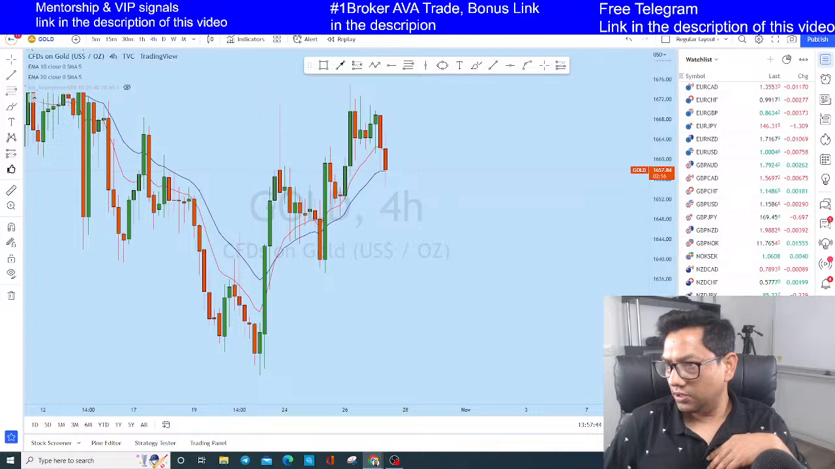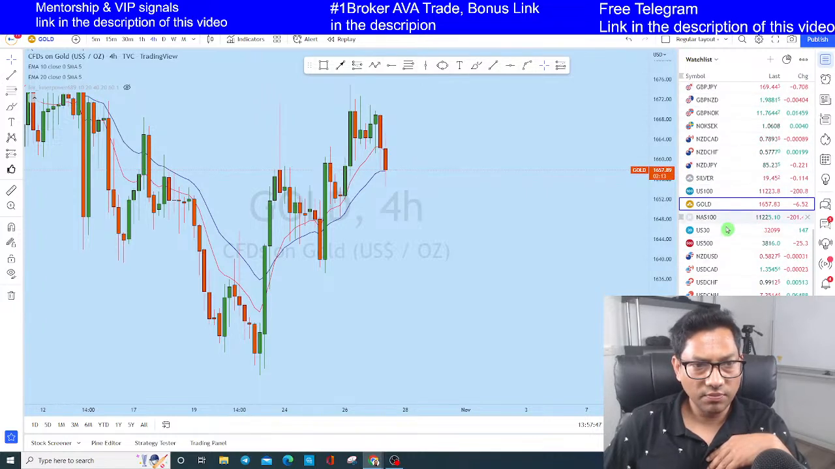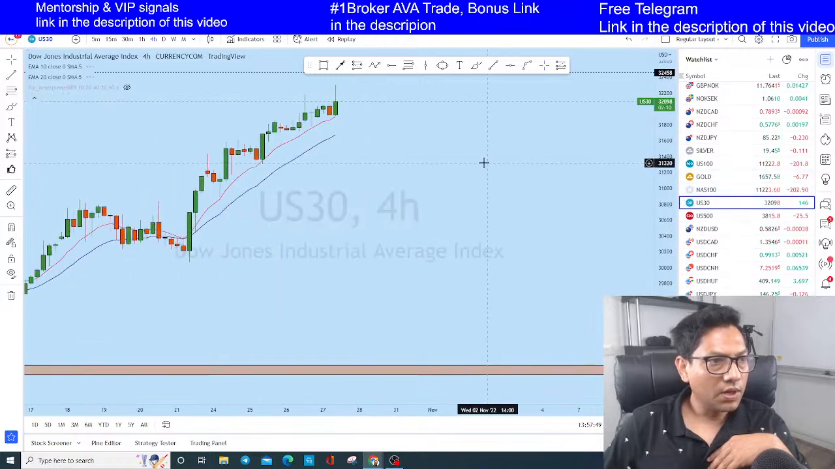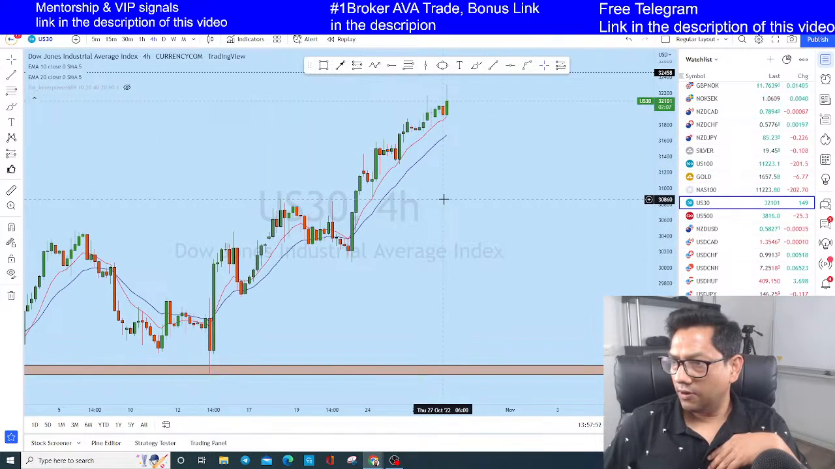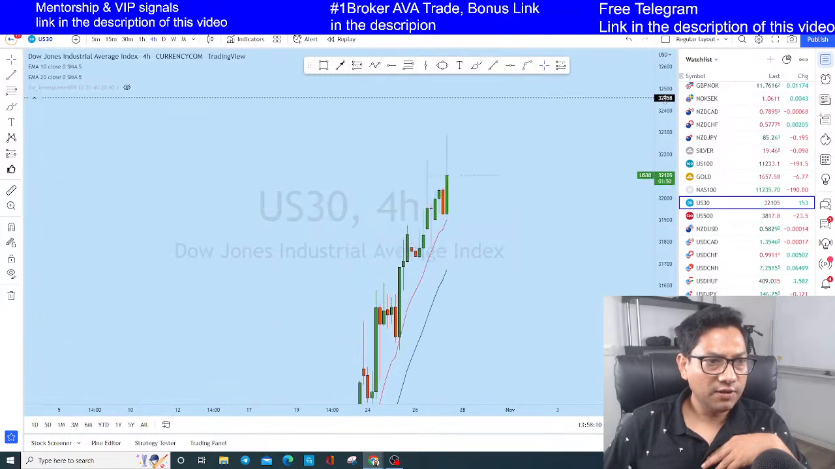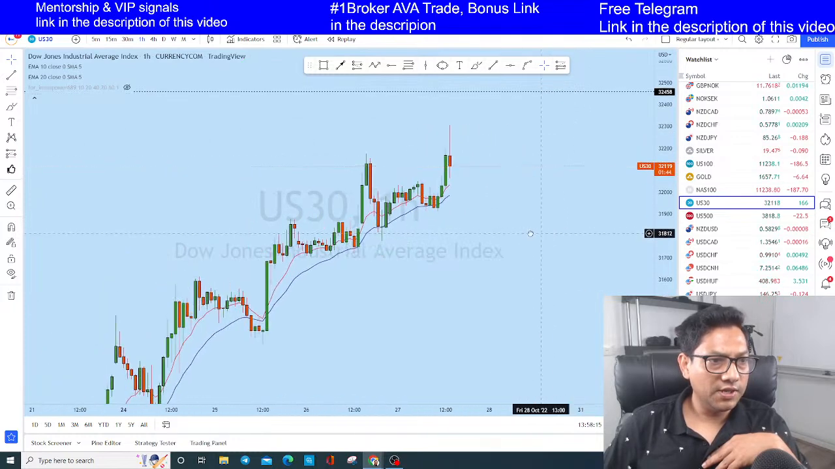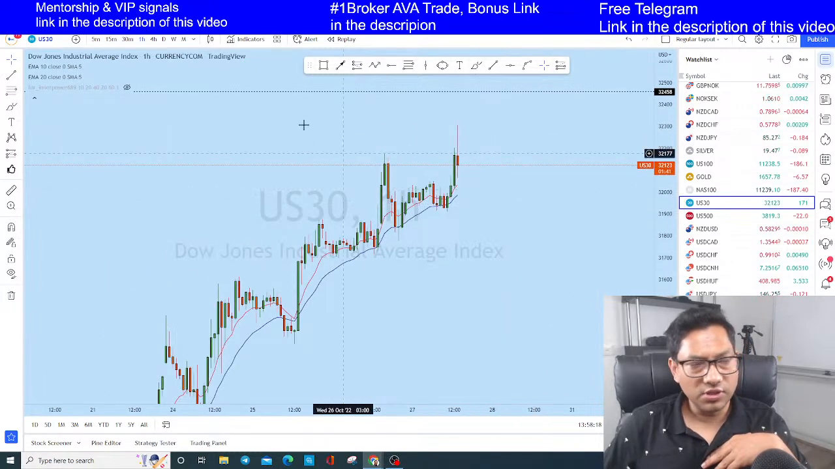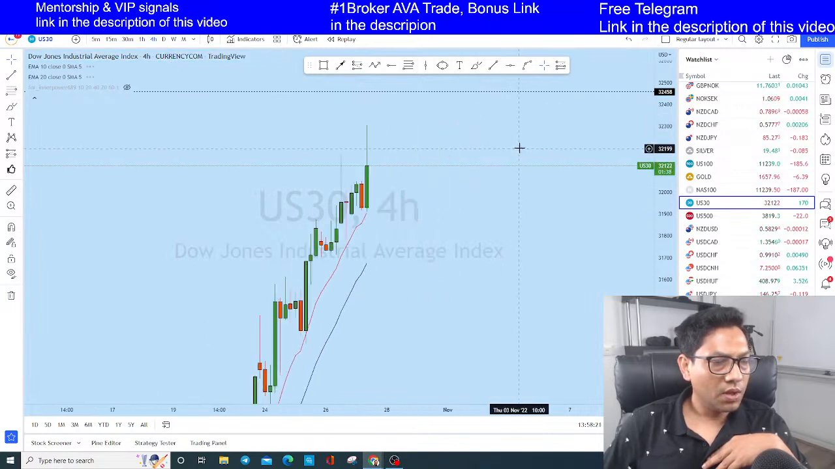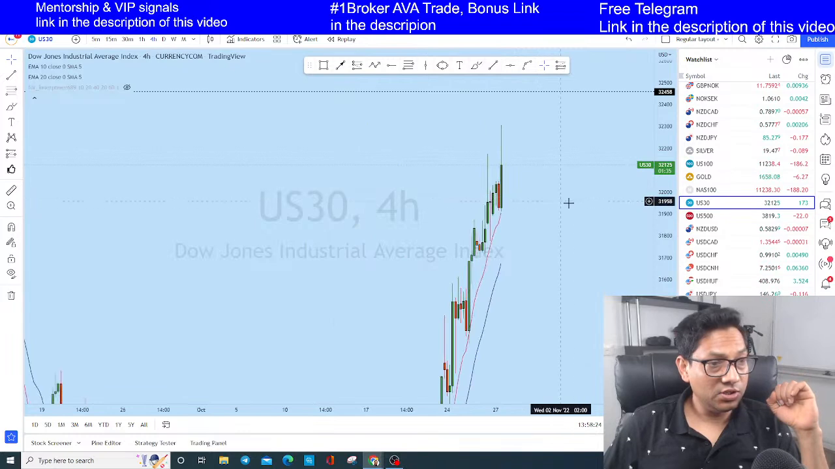Okay, US30 just dropped. So look at US30 now. Let me see what kind of trade is available. Look at the hourly. It looks to me that US30, this candle, is going to close now, and I think it is also trying to reverse.